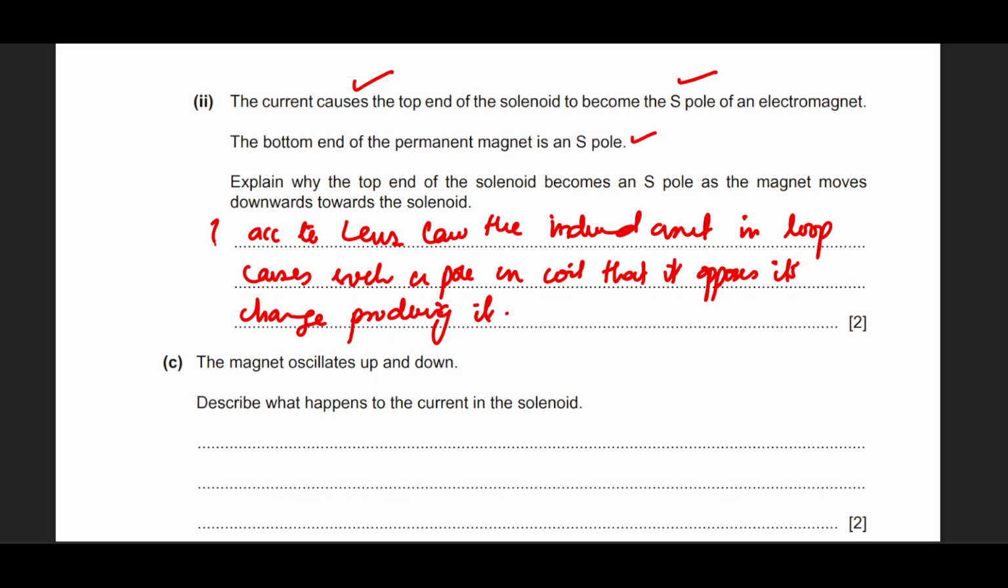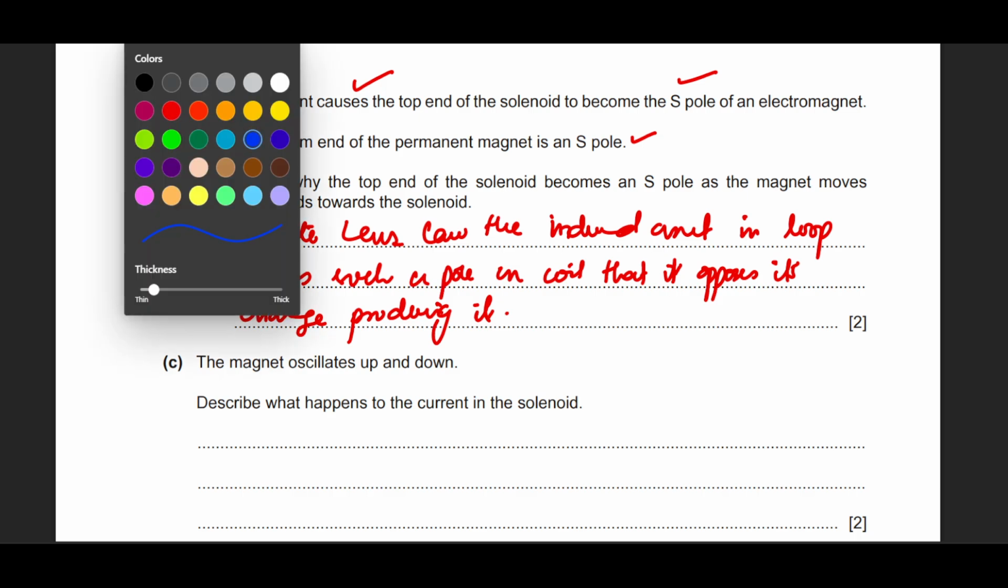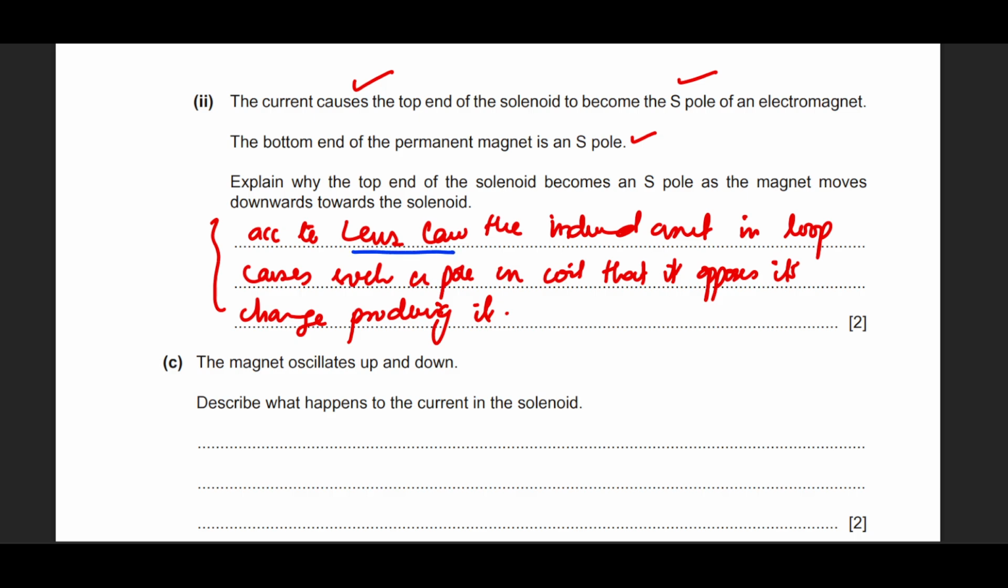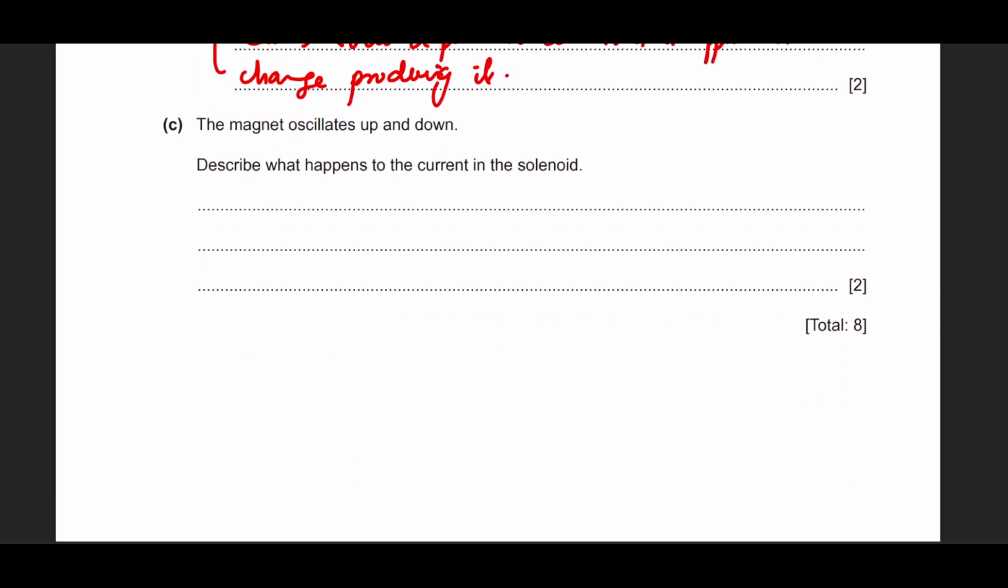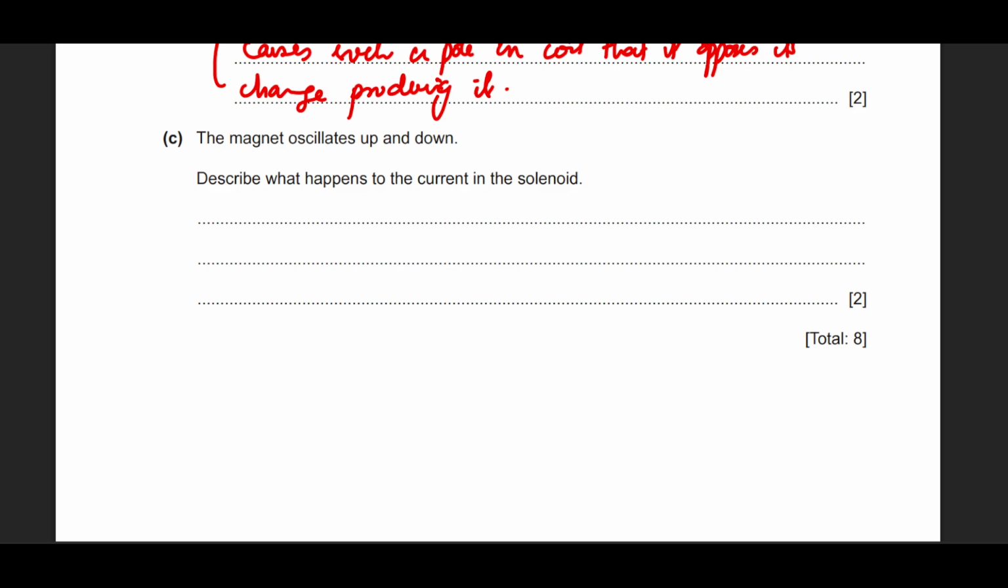But the more technical way is to write it down this way, because we have picked up some bits and pieces from the definition of Lenz's law, and we've mentioned Lenz's law as well. So this will be the right answer for this. Part C suggests the magnet oscillates up and down. Describe what happens to the current in the solenoid.